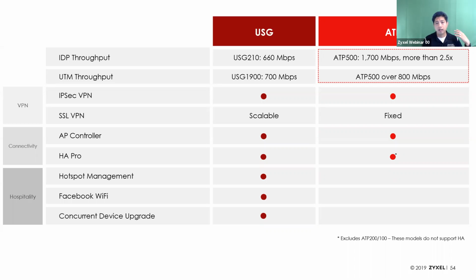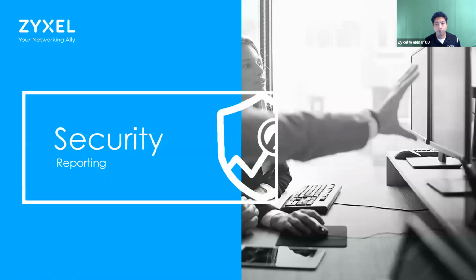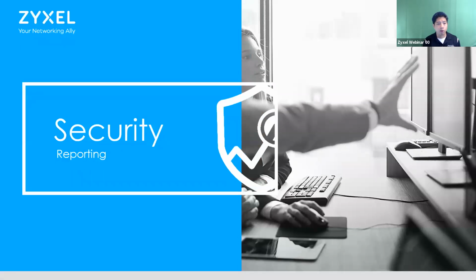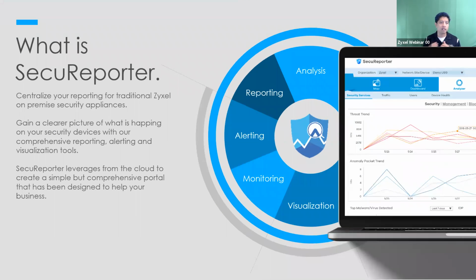It's the future, and it's going to continue to evolve in the product line, in the product portfolio. Now, I mentioned reporting, SecuReporter. So what is SecuReporter? It's a place that will centralize your reporting in the cloud for all of Zyxel's security appliances, so your ATPs, your USGs. It sends log information to give you the visibility you need to do analysis, reporting, alerting, monitoring, and see what's going on in the network.